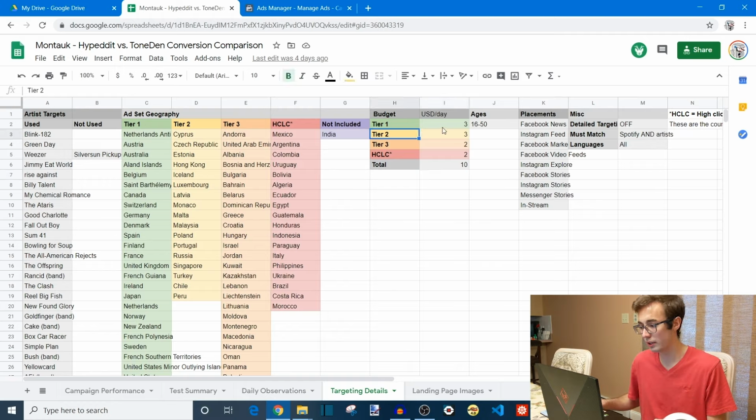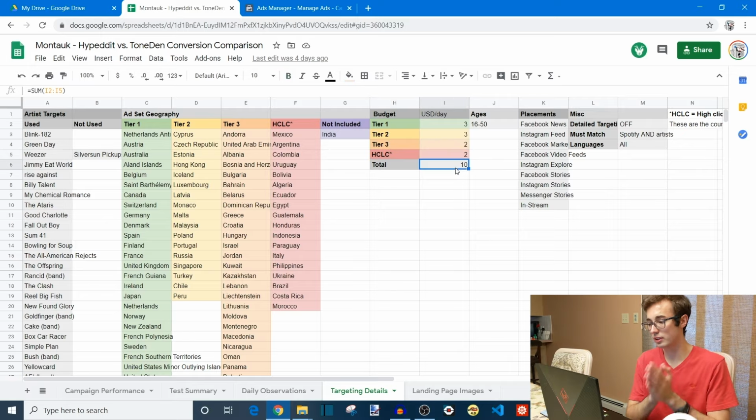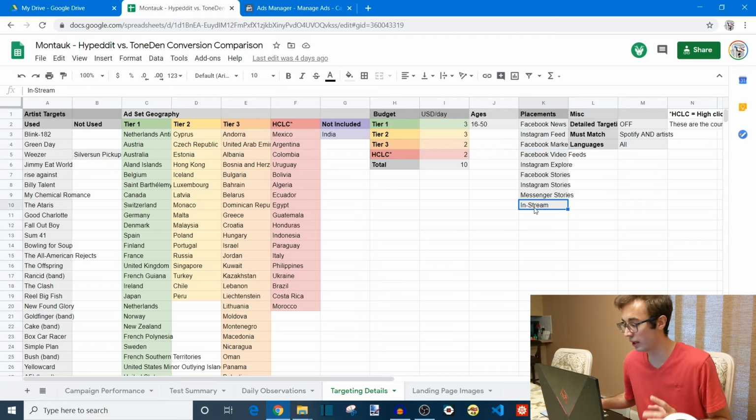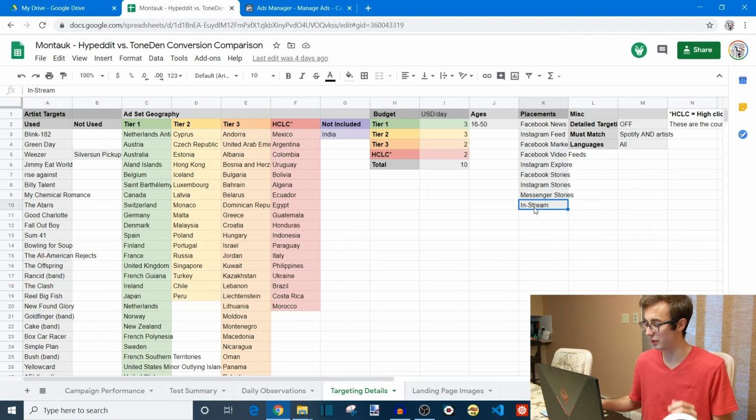So tiers 1 and 2 each got $3. Tiers 3 and HCLC got $2 each, and so that's $10 going to each campaign every day. So $70 ad spend over the course of 1 week for both campaigns. And I ran this test over the course of 1 week. I targeted ages 16 to 50, and these are the placements I use. So Facebook newsfeed, Instagram feed, Marketplace, video feeds, Explore, all 3 stories, and Facebook in-stream. And this is going to become important in just a little bit. And then finally, targeting all languages. They must match Spotify, and detailed targeting expansion is off.